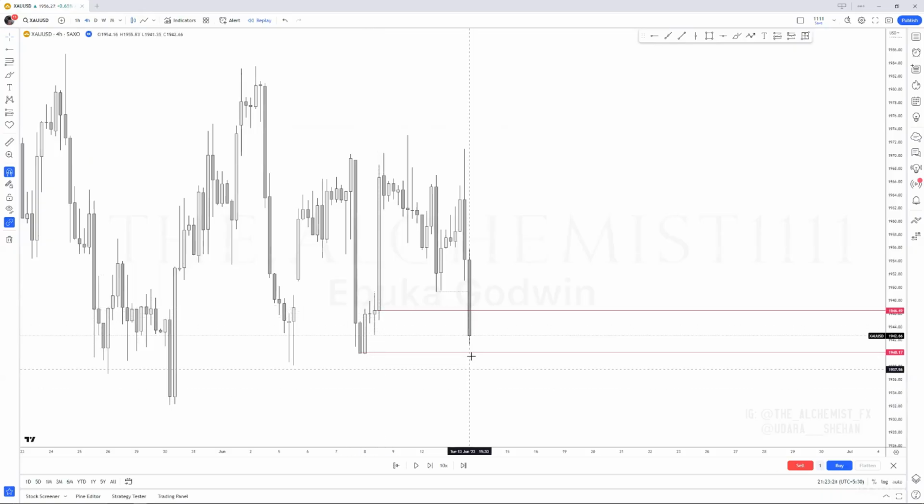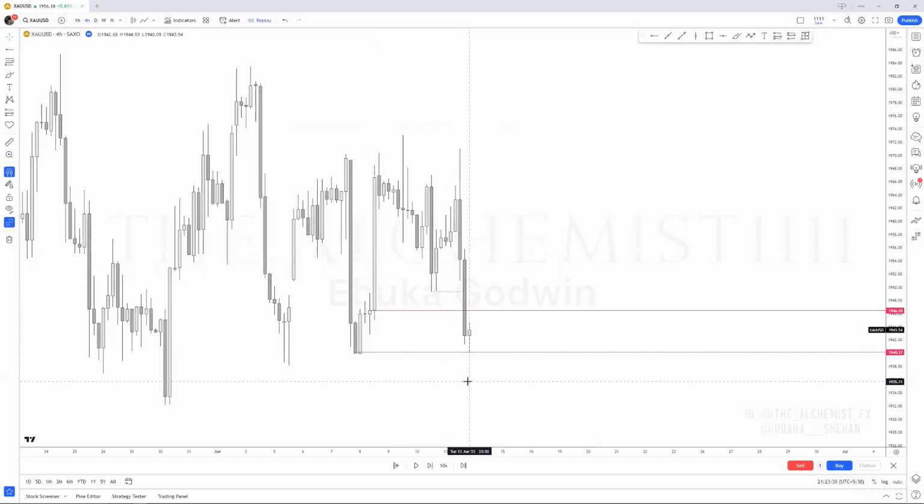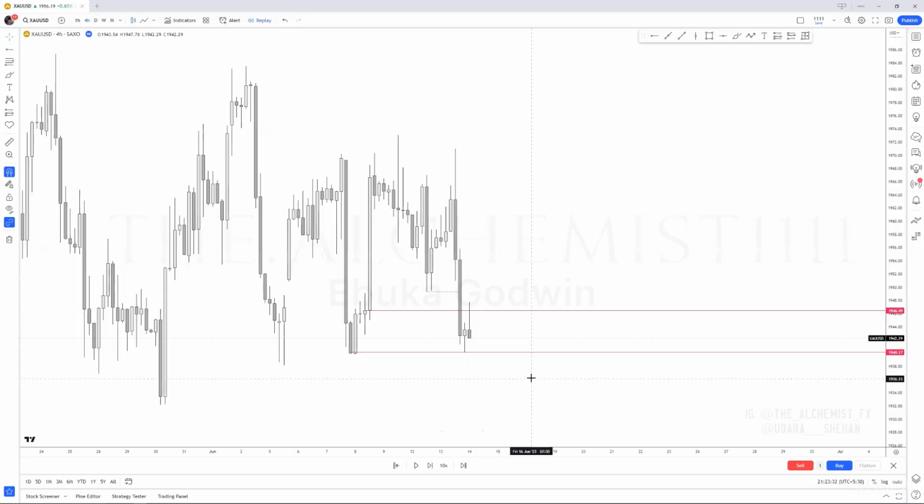And then the next buy was from right here. This was the last daily support you had, if you remember. It taps, there it goes. See that? And then there it goes.